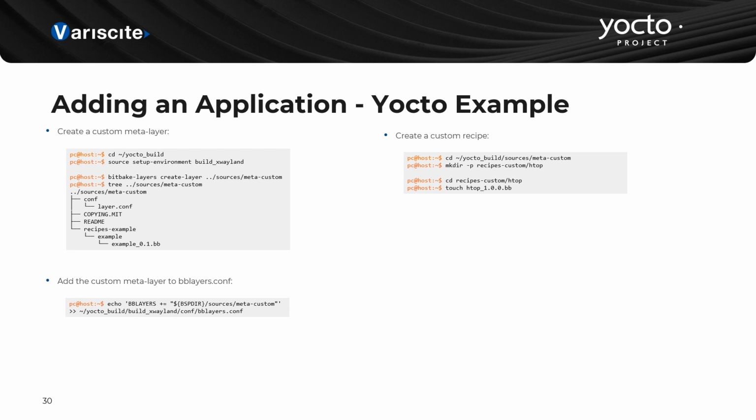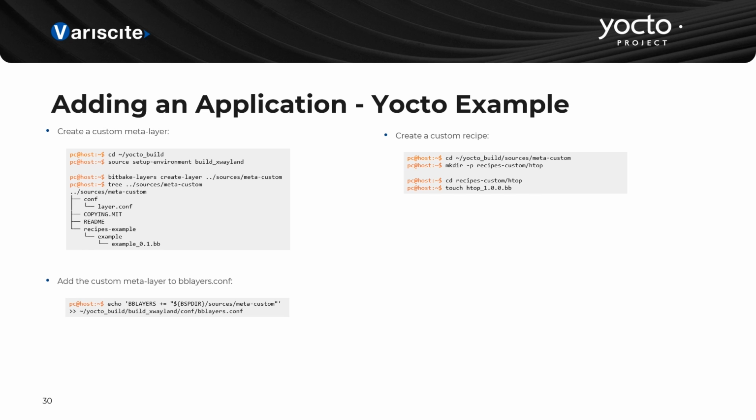Now that you have your building environment set up, let's create a meta layer where we are going to add our recipe. A meta layer is a collection of recipes, configurations, and other files that define how to build specific software packages and configure the build environment. Meta layers provide a modular way to manage and customize the software stack for embedded Linux systems. They help organize and isolate different components of a project, making it easier to manage, share, and reuse code.